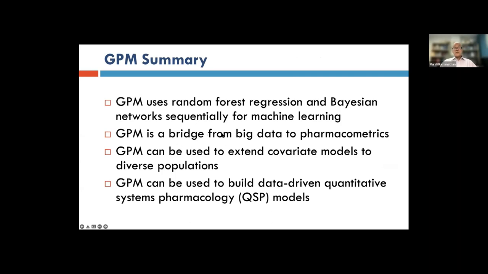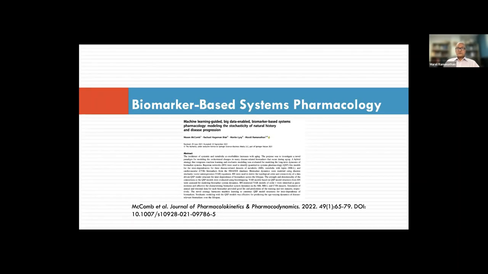So we've now got an initial bridge between big data to pharmacometrics. And our goal is to use such approaches to extend covariate models to diverse populations and to explore this idea of building data-driven QSP models from big data a priori, and then going on and applying these QSP models from the general population to disease-specific settings.